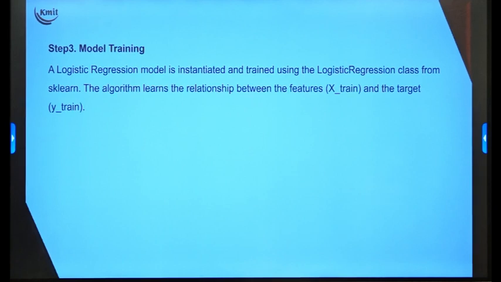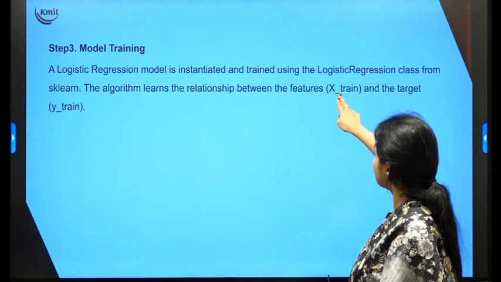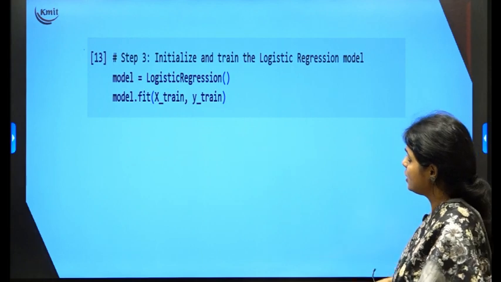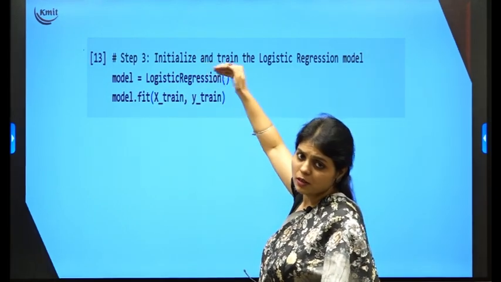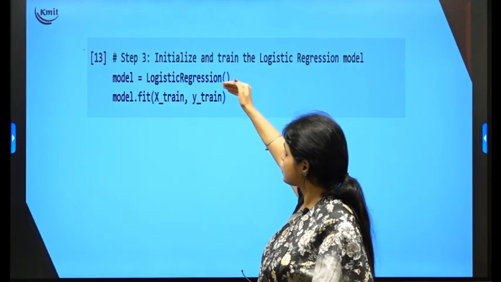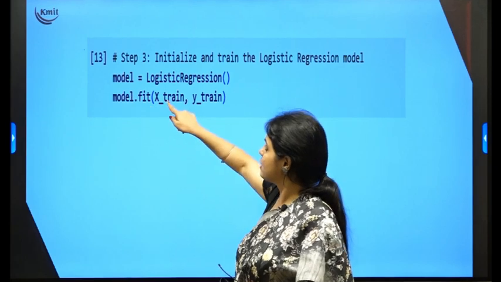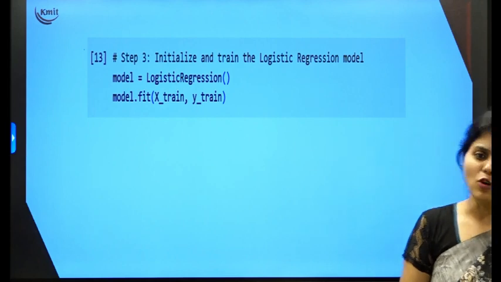Already we have imported the logistic regression function, right? So I am just instantiating this particular thing. That is, I want to load the logistic regression model and fit it with respect to X train and Y train. I am taking a variable called model, in which I am instantiating the logistic regression model, and for this model I am fitting it with X train and Y train. As discussed, training data is used for training the model, right?